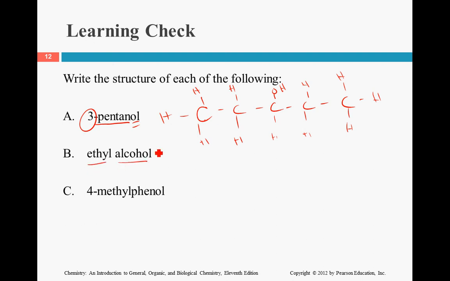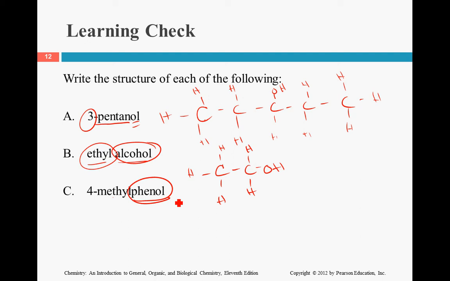Ethyl alcohol. That was the common way of naming it. So we need an ethyl group, which is 2 carbons. And on one of the carbons, we have an alcohol, which would be OH. It doesn't matter which carbon I would have put that in. If I would have put it on the first one, that would have been fine too.